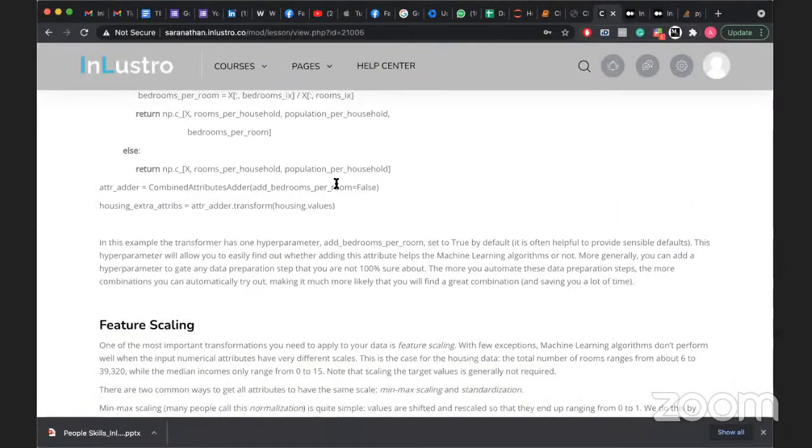In this example, the transformer has one hyperparameter, which is add_bedrooms_per_room, set to true by default. This hyperparameter allows you to easily find out whether adding this attribute helps the machine learning process or not. More generally, you can add a hyperparameter to gate any data preparation step that you're not 100% sure about. The more you automate the data preparation steps, the more combinations you can automatically try out, making it more likely to find a great combination. So basically, you're trying to check if these parameters are going to give you the needed value add or not. By setting them as true and false and observing the comparative performances, we can decide if this parameter is a useful one to go with or not. Please give me a yes if you're done.